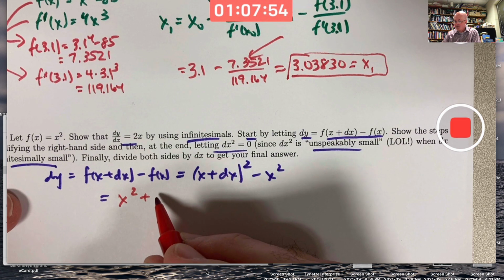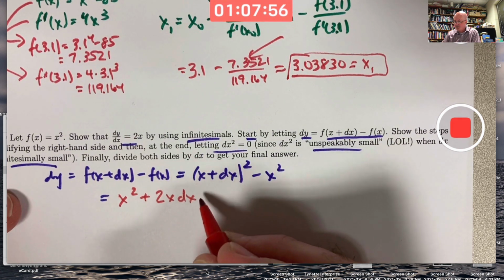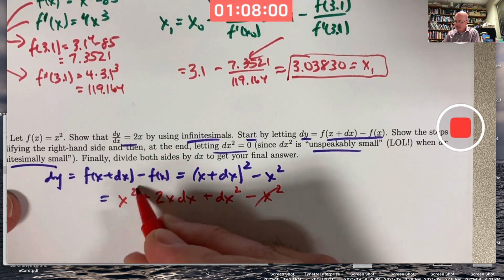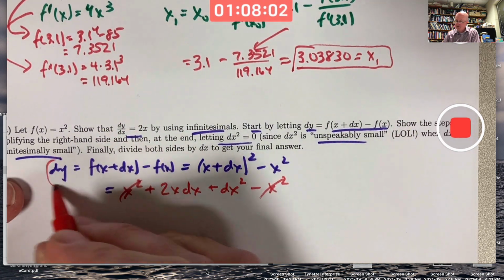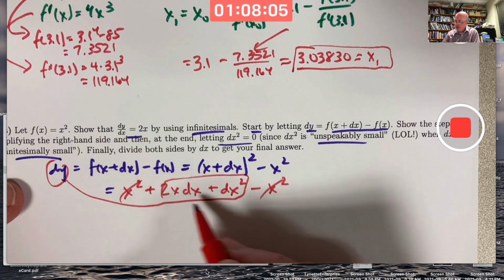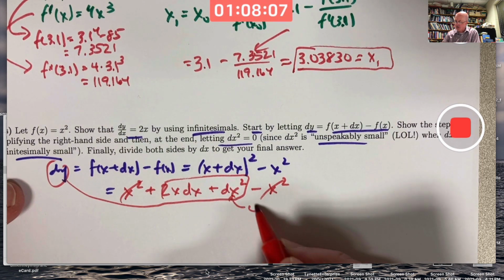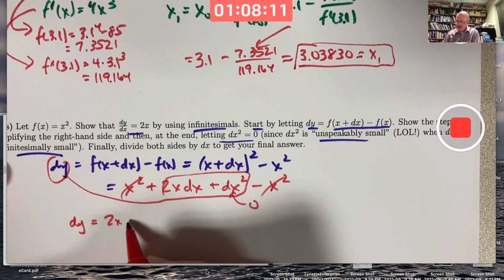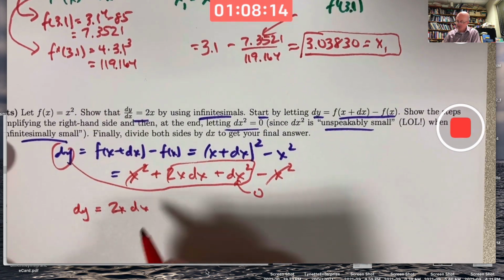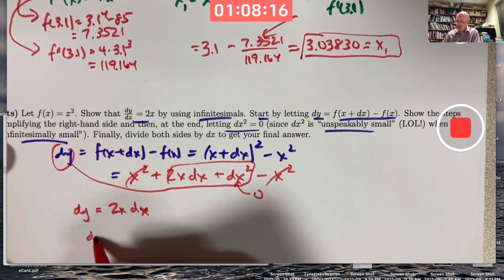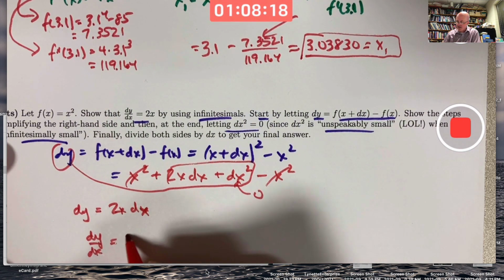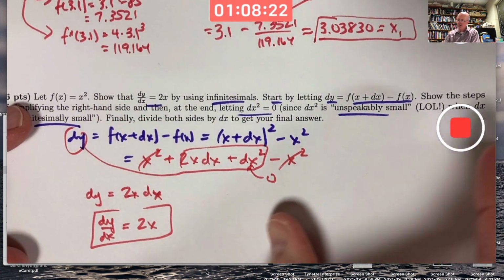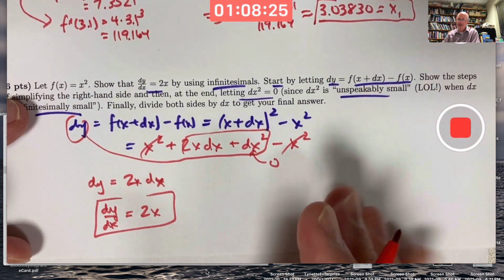FOIL this out, I get x squared plus 2x dx plus (dx) squared minus x squared. The x squareds cancel, and you're left with dy equals this. But wait a minute, go ahead and replace the dx squared with 0, and you're left with dy equals 2x dx, and therefore now dividing both sides by dx gives me dy/dx equals 2x. There's a fun derivation of the derivative of x squared to be 2x using infinitesimals.